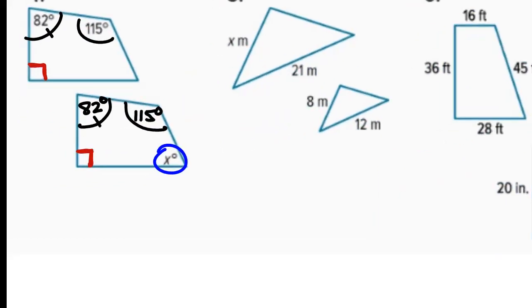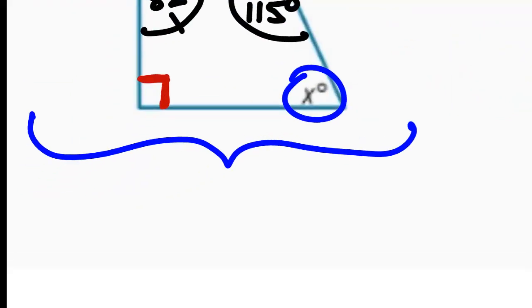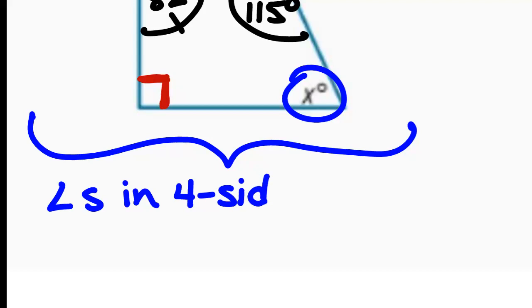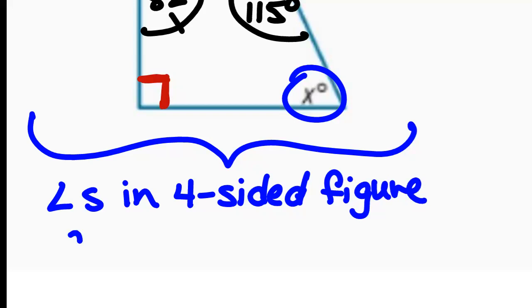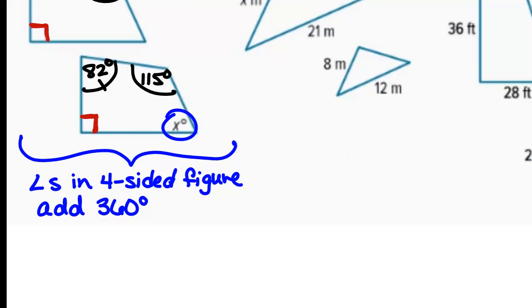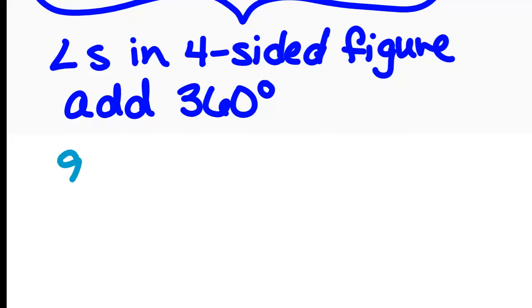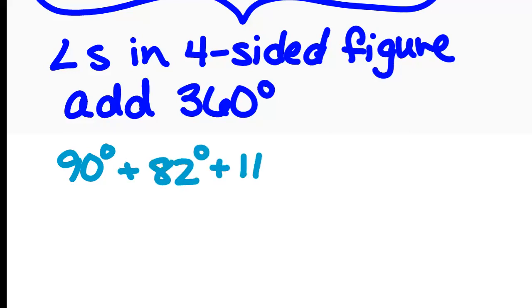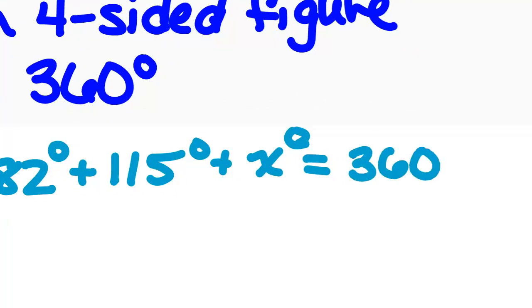So we did mention yesterday, because I know all the angles in a triangle add up to 180 degrees, what do the angles in a four-sided figure add up to? 360. Angles in a four-sided figure add to 360 degrees. And so we're going to add those angles together. We're going to add 90, 82, 115, and X. And we'll set that equal to 360 degrees.